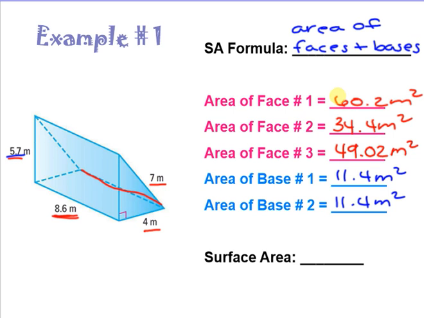60.2 meters squared. And then all that's left is to add them all up. So 60.2 plus 34.4 plus 49.02 plus 11.4 plus 11.4. And you should get 166.42 meters squared.